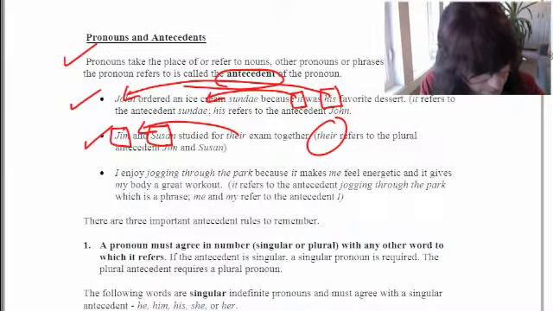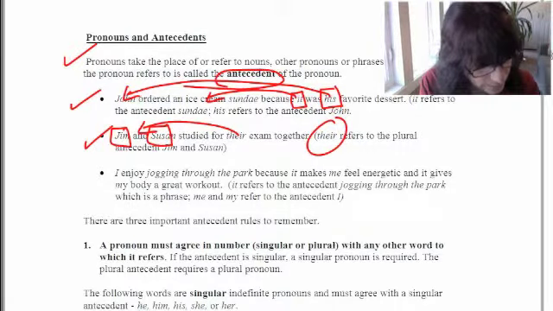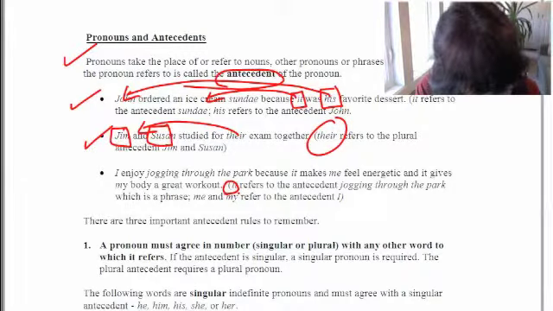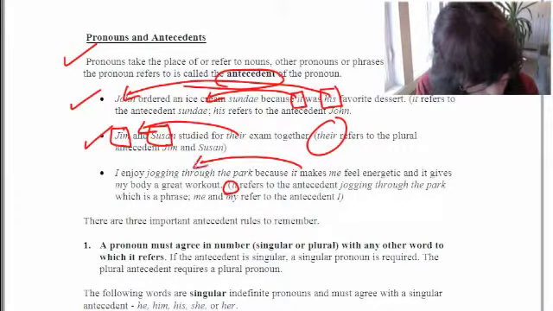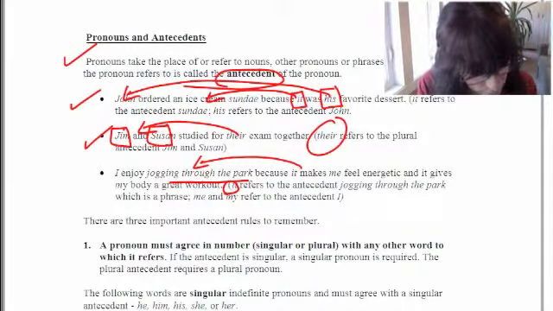Next, another example. I enjoy jogging through the park because it makes me feel energetic and it gives my body a great workout. So it refers to the antecedent jogging through the park. That's the antecedent right there, jogging through the park. It's a phrase, so you have to include the whole phrase.